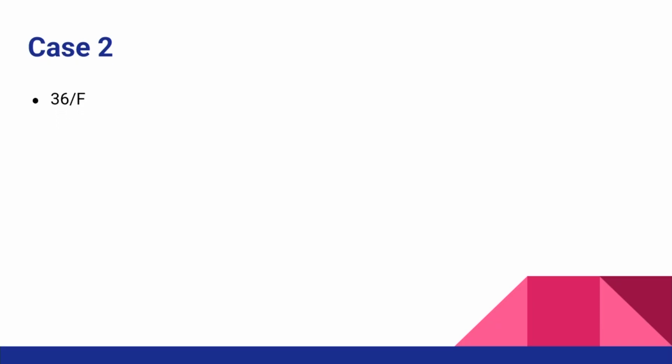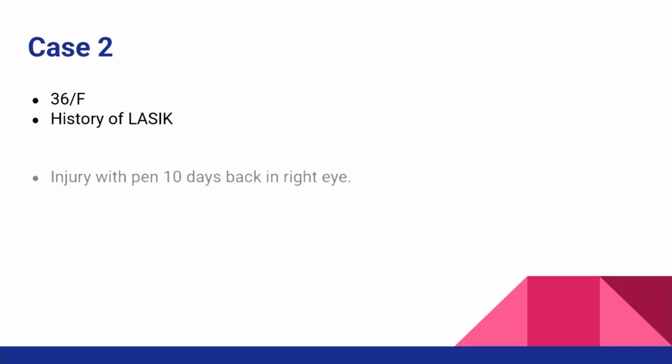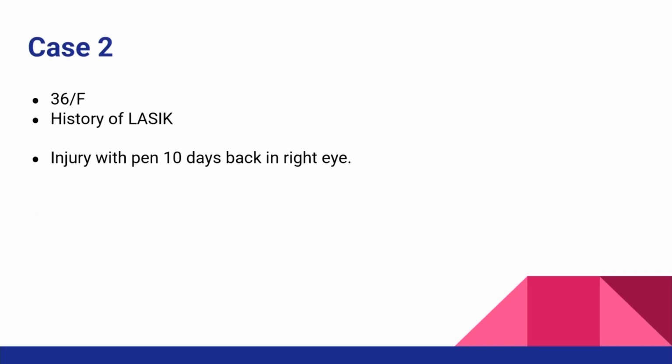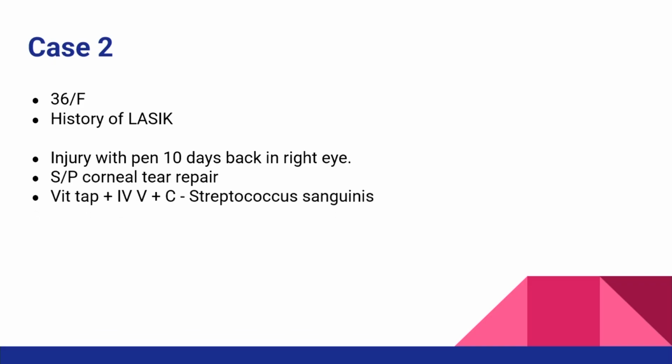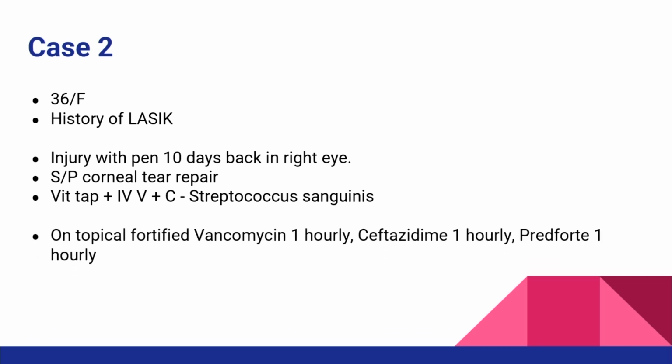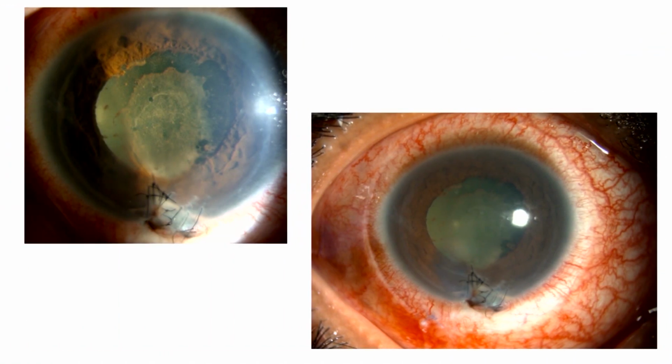So this was a case of a 36-year-old female post-LASIK. She had an injury with a pen 10 days back and presented to us after a corneal tear repair. A vitreous tap was done outside, which showed a Streptococcus sanguinis species, and she was on topical fortified vancomycin, ceftazidime, and Predforte. On presentation, her visual acuity was hand movements. She had a sutured corneal wound inferiorly with some exposed and loose sutures. Fibrinous reaction in the anterior chamber with a small hypopyon and exudates over the anterior capsule of the lens.